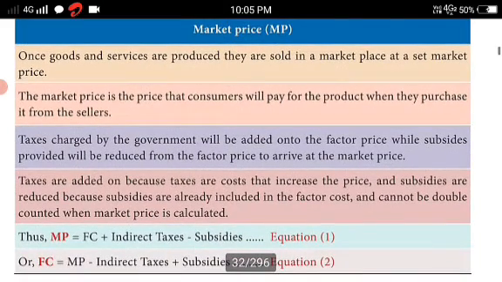Now we are going to market price, MP. Once goods and services are produced, they are sold in a marketplace at a set market price. The market price is the price that consumers will pay for the product when they purchase from the sellers. The buyers are willing to purchase from the sellers, and the sellers are also willing to sell at a given price.